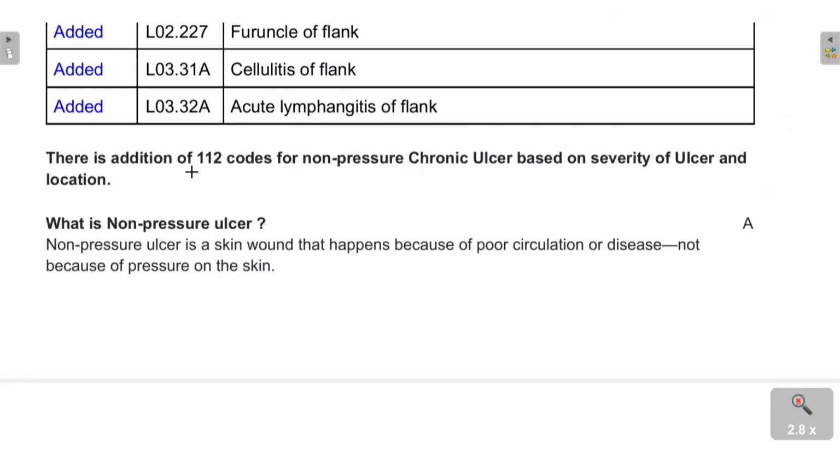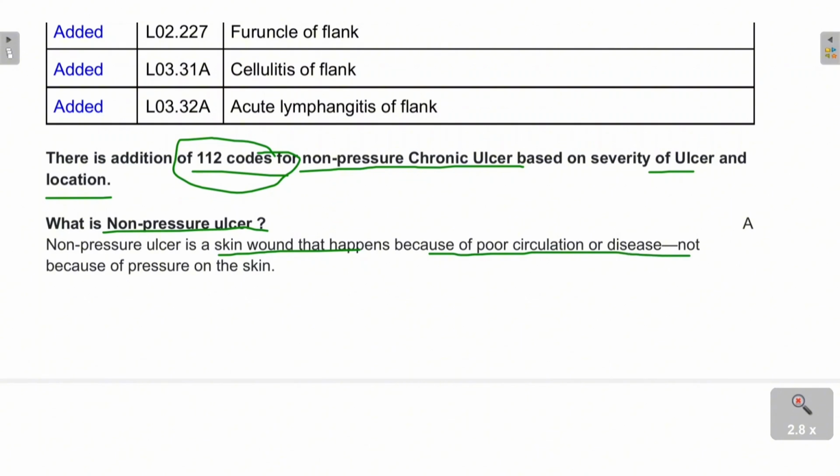Now, there is the addition of 112 codes for non-pressure chronic ulcer based on severity of ulcer and location. So out of 487 new codes, 112 codes belong to non-pressure chronic ulcer. I hope you are aware of ulcer types. A non-pressure ulcer is a skin wound that happens because of poor circulation or disease, not because of pressure on the skin.